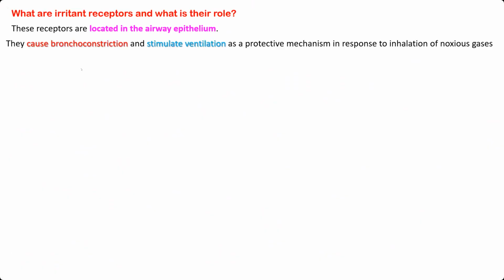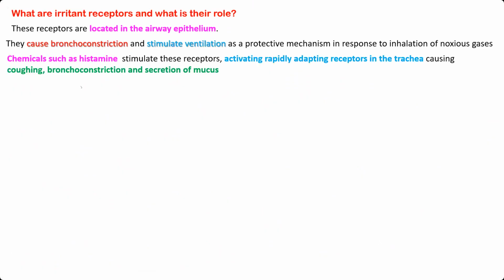That is how they produce cough to clear your secretions, through the irritant receptors. They are also the ones which can cause bronchoconstriction and stimulate ventilation as a protective mechanism against aspiration or inhalation of noxious stimuli. Chemicals such as histamine stimulate these receptors. That is why we always give an antihistamine when the patient has some irritable cough. We treat them with the antihistamine because of this particular reason.